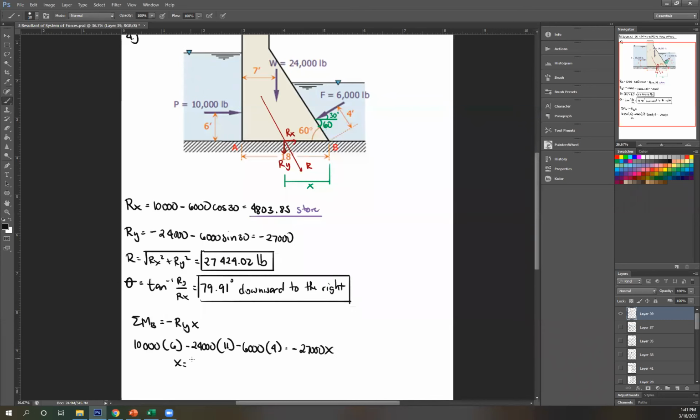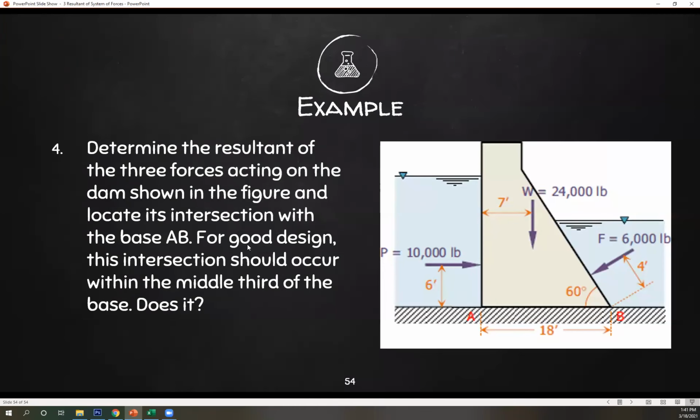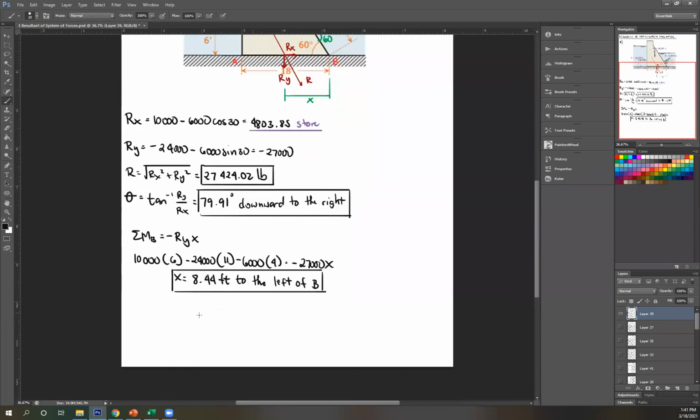So it's 8.44, and to be more specific, feet to the left of your reference point. My answer is positive, therefore the assumption of position is correct. So it is indeed to the left of B. And then we have another part that's asked: for good design, it should occur within the middle third. So the question is, does it?